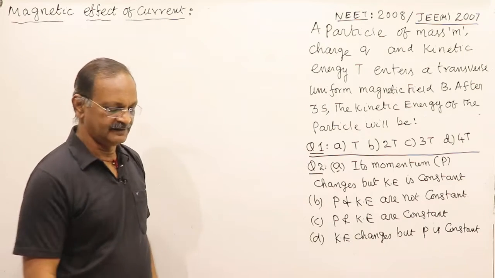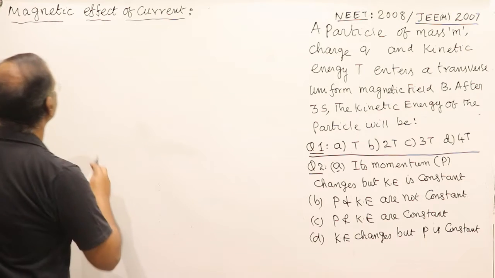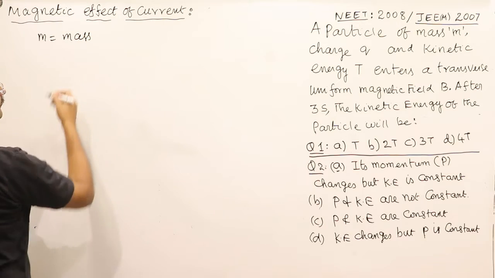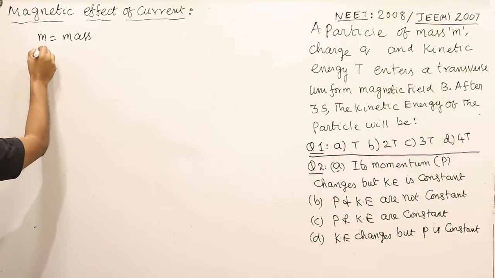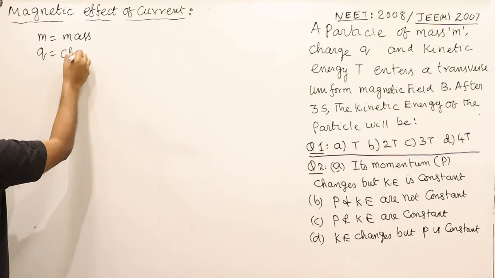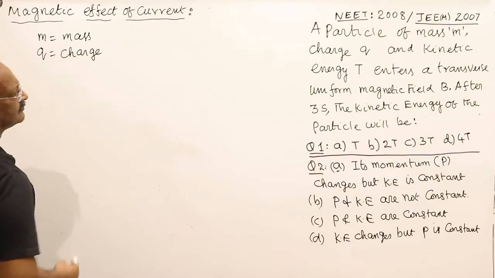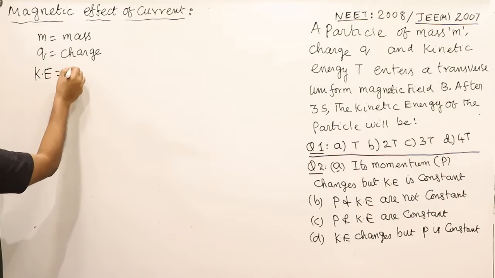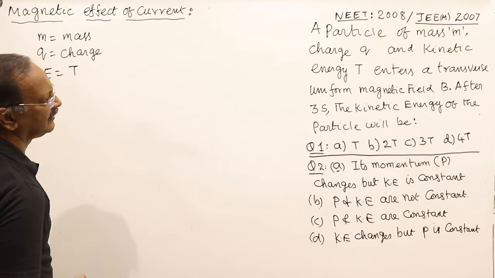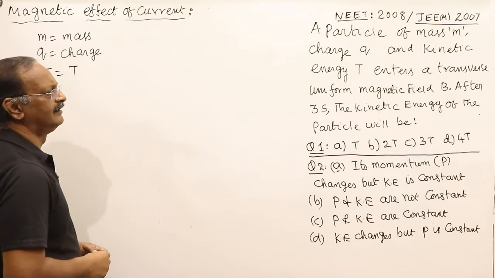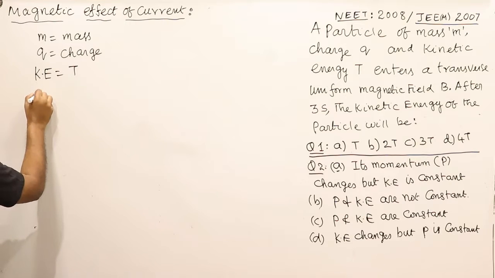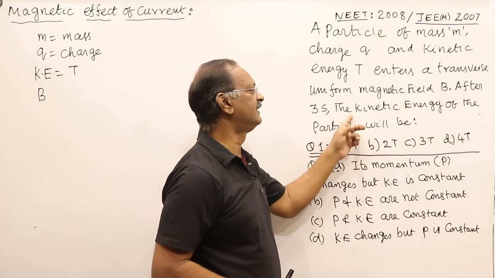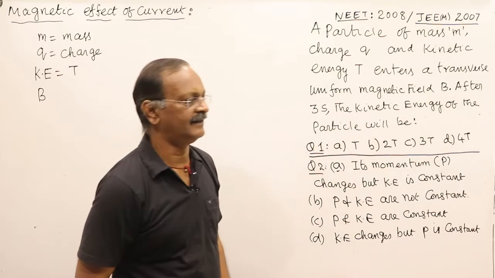A particle of mass m, where m is the mass of the particle, and charge q, which is the charge of the particle, and kinetic energy given by T, enters a transverse uniform magnetic field B. After 3 seconds, what will be the kinetic energy?